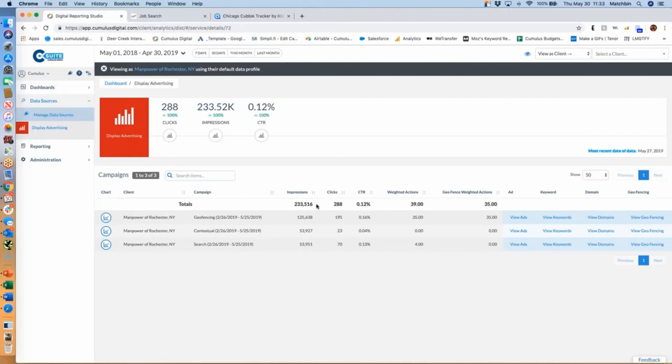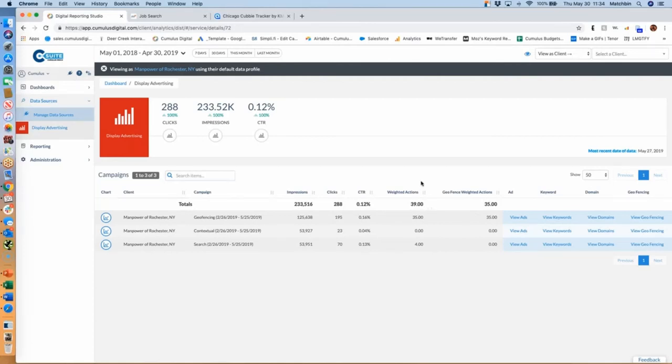Oh, perfect. Awesome. So here you can actually see 233,000 impressions, 288 clicks, click-through rate 0.12, which is great, more than double the national average. And then we have 39 weighted actions. So that first one of Manpower Eastern Iowa, just the first month having over 70, and this ran for a couple of months having a total of 39. So you can see why Keith pointed out this campaign is running phenomenally, because just in their first month, they already have 70.